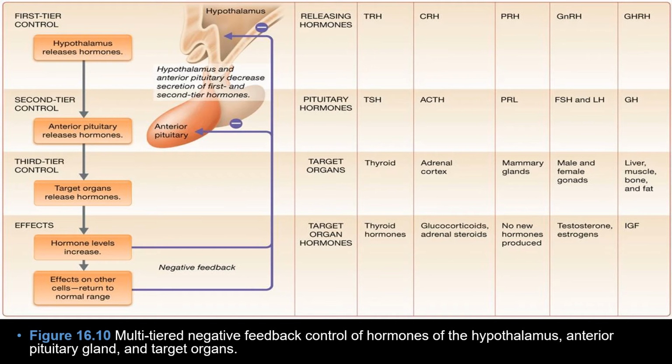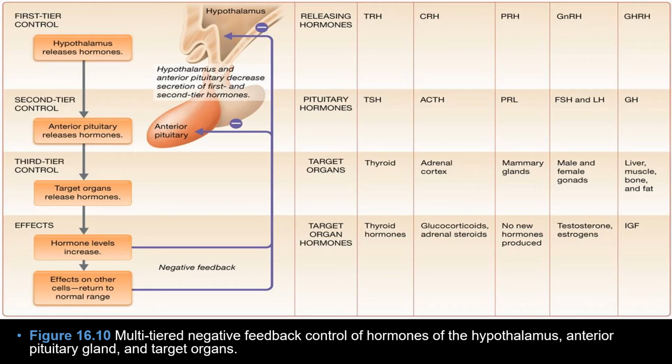And this is that multi-tiered negative feedback control system that we talked about with the hypothalamus, the anterior pituitary gland, and then their target organs or cells. So first tier is hypothalamus, second tier is anterior pituitary, third tier being target organs themselves. And each of these then has their own sort of hormones that they produce.